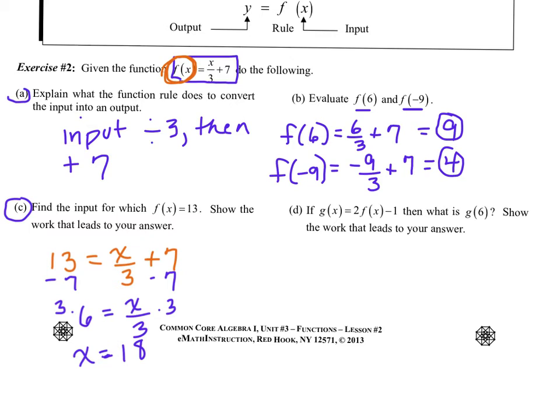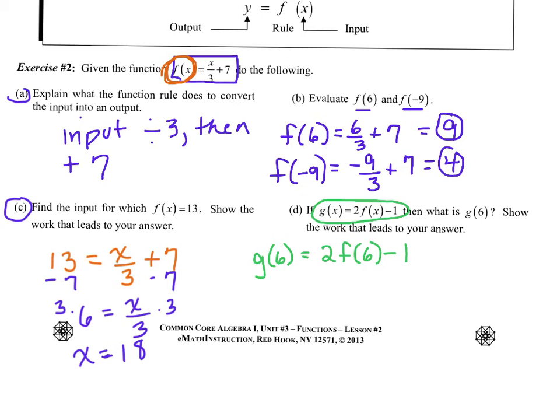Here's an interesting question, this next one. It says, if g of x is 2 times f of x minus 1, what is g of 6? Wow. So that's got a g and an f at the same time. But we can do this. G of x, we're looking for g of 6. That would be equal to 2 times f of 6, because everywhere there's that x, I'm going to replace it. 2 times f of 6, and then take away 1.